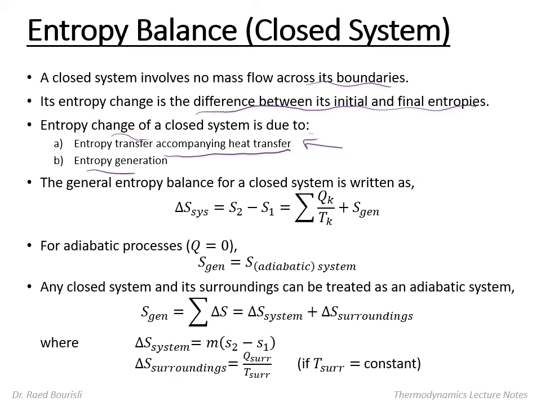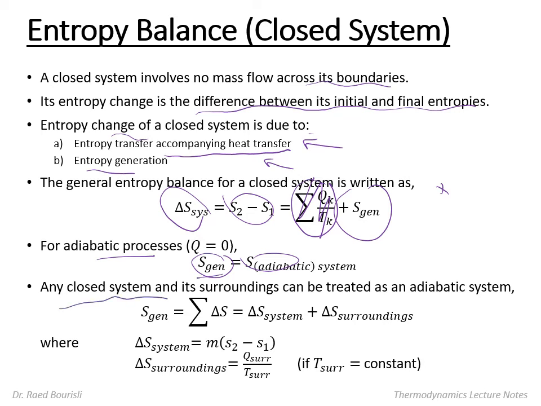These are the only ways you can affect an entropy change of a closed system. The general form for the entropy balance of a closed system is as follows. So no irreversibilities, I mean no mass inlet. So this will equal the change in entropy, and this is just due to heat transfer, no mass transfer, plus the entropy generation. If I have an adiabatic process, then this goes away, and the change in the entropy of a system is equal to the entropy generation.